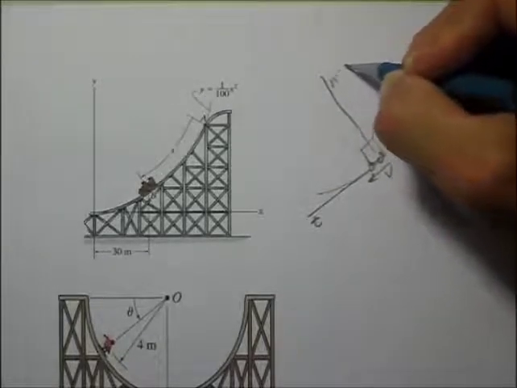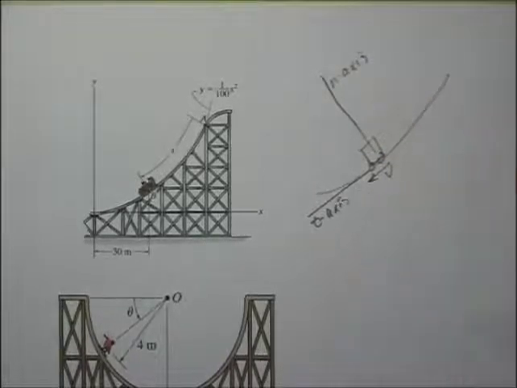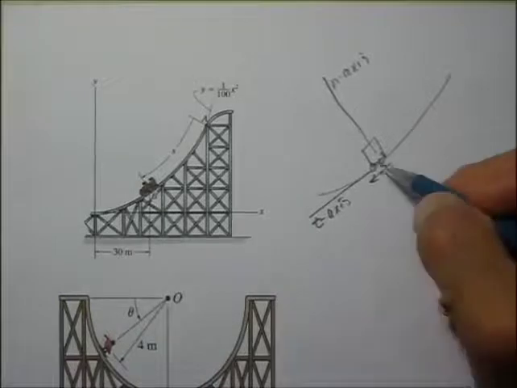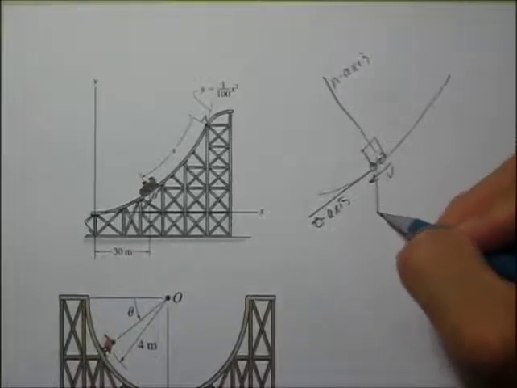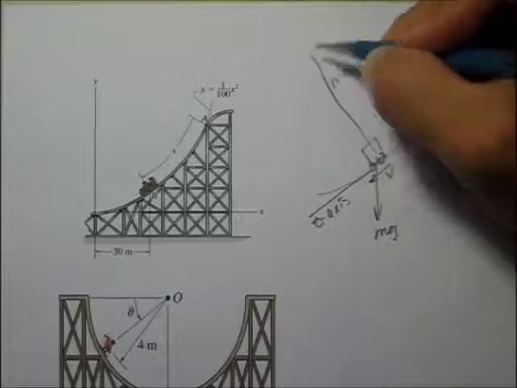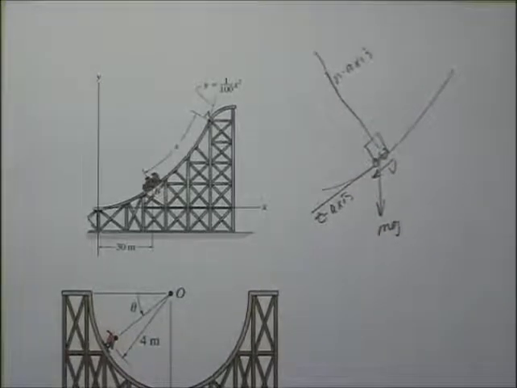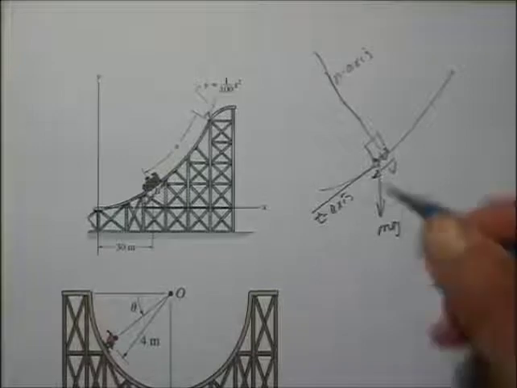So I'm going to say this is the n axis and this is the t axis, the positive t axis. We're going to have an mg coming down this way. It's always necessary in these problems to find an angle, or the angle theta, that these objects make with either the horizontal or the vertical.